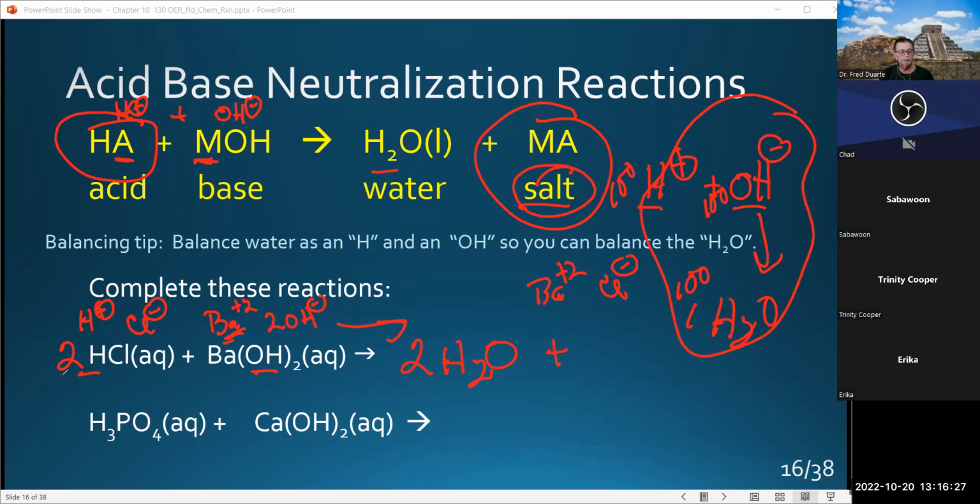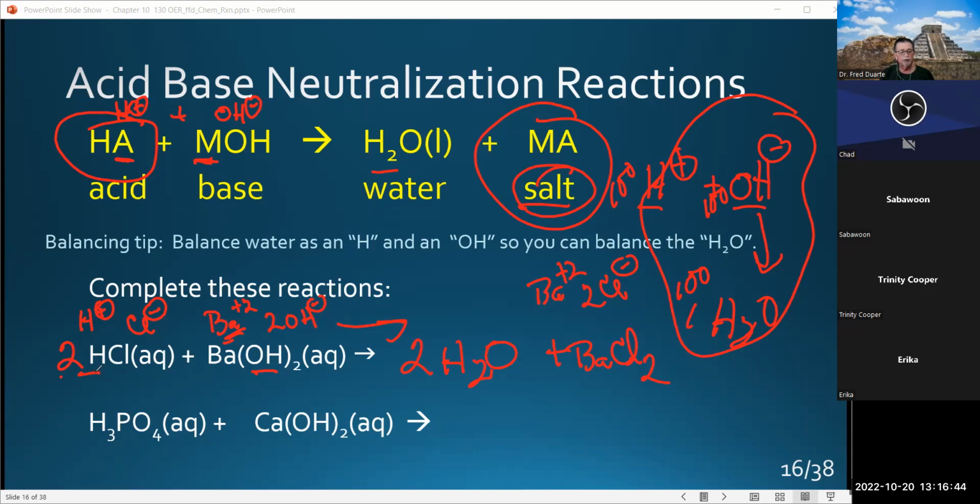And since we put a 2 in front of HCl, that means we're going to have 2 chlorides, which is perfect because we need 2 chlorides. So the formula for the salt is BaCl2. All right. Now that we've done that, we go back and check.